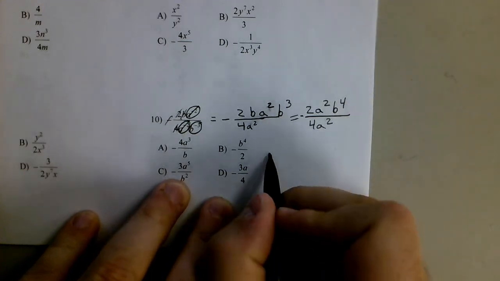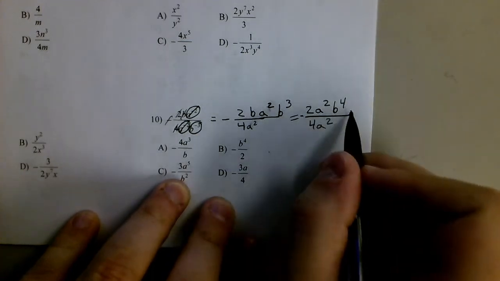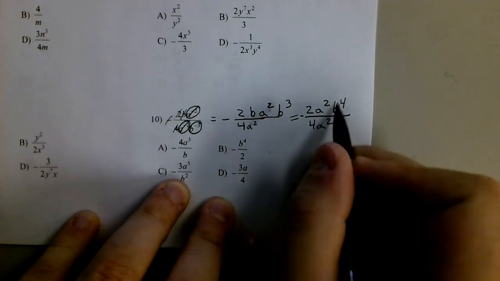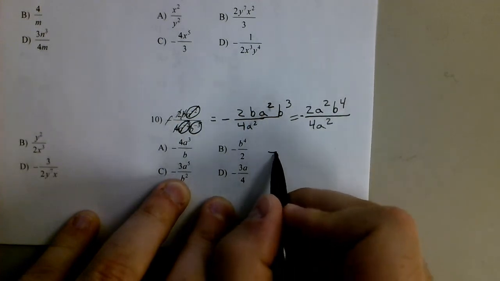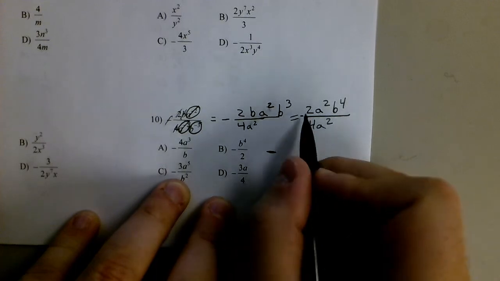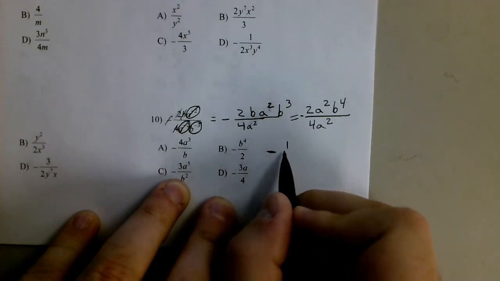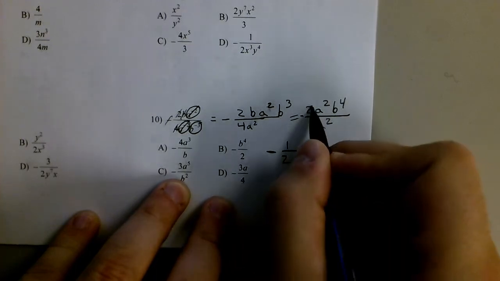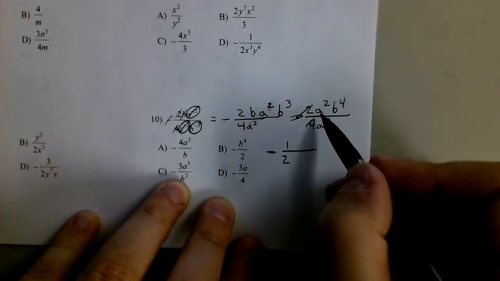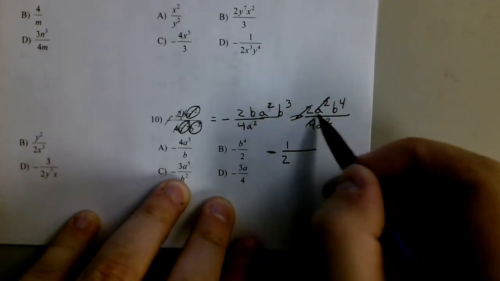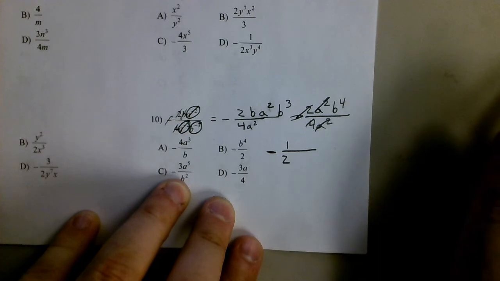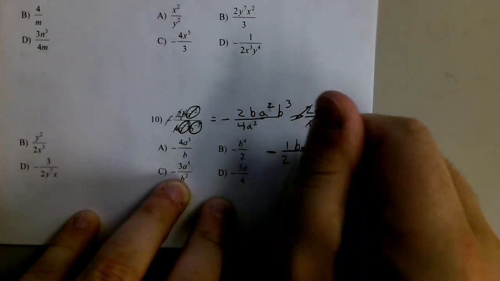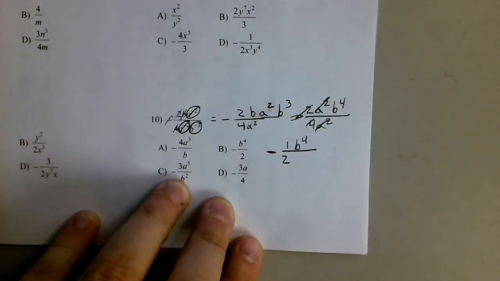Alright, last simplification here. So we simplified the top, we simplified the bottom. Now we need to simplify between the two. So I've got that negative out in front. And negative 2 over 4 is negative 1 over 2 when I reduce it. So it takes care of all that. A squared on the top, a squared on the bottom. Just cancels those. And then I've got a b to the fourth on top. So b to the fourth.